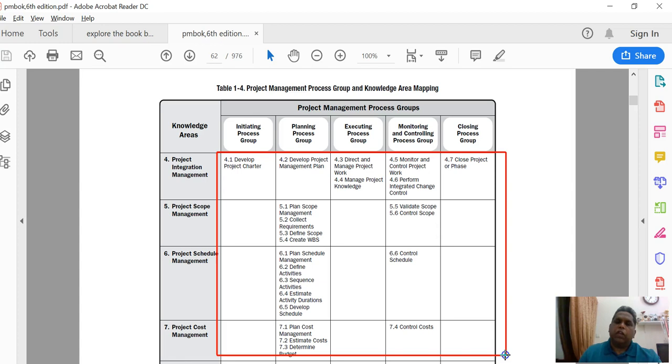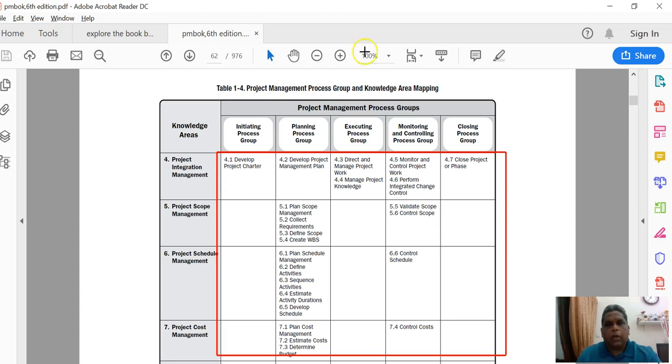There are 49 processes, and each of these processes is a compilation or a collection of inputs, tools, and techniques, and outputs. In other words, when you work in a particular process, you create a particular management deliverable. And to create that management deliverable, you would definitely use a lot of tools, and you need certain inputs. And therefore, a process captures the elements of inputs, tools, and techniques, and outputs.